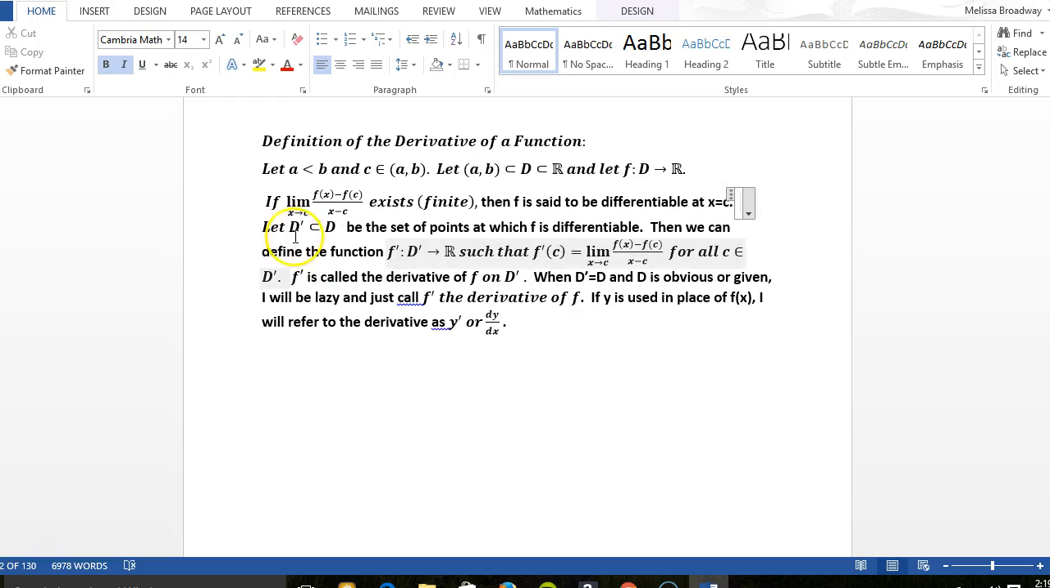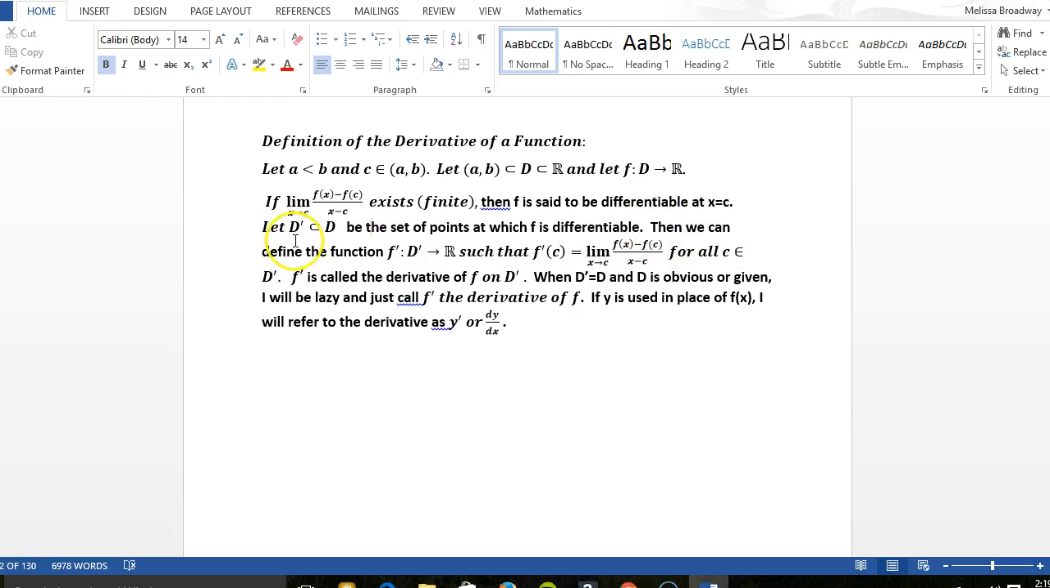And let D prime, which is a subset of D, be the set of points at which f is differentiable. So, in other words, where this limit exists. D prime is a subset. D prime could equal D itself, but it doesn't have to. Now, in the examples I'm going to pick on, I don't want to get into analysis. D prime will usually equal D. If not always, almost always.